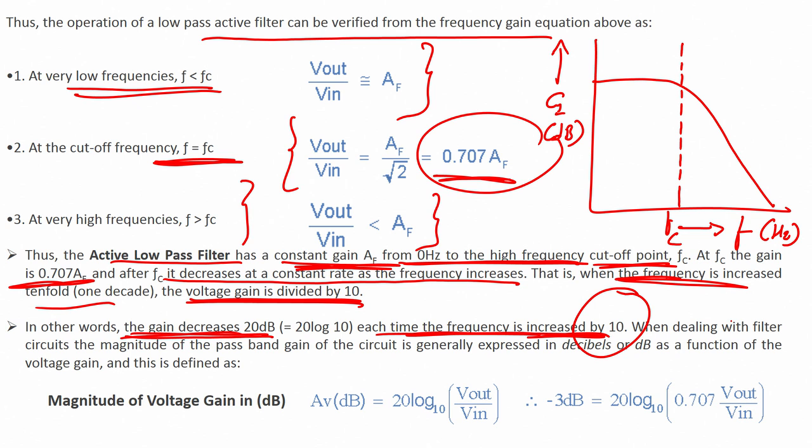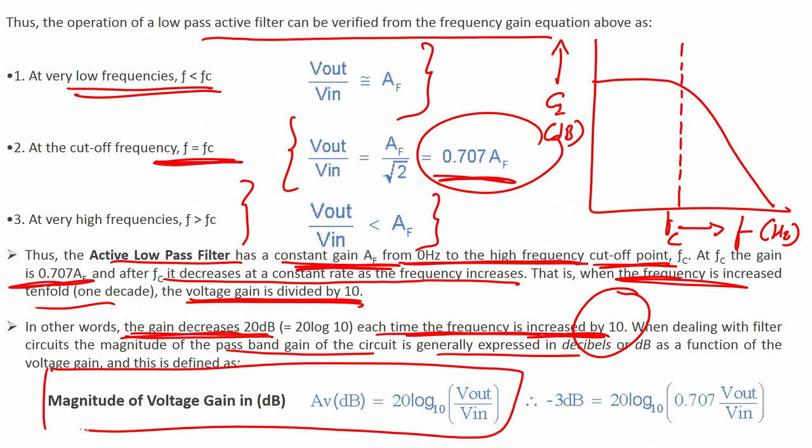When dealing with filter circuits, the magnitude of the pass band gain of the circuit is generally expressed in decibels, or as a function of voltage gain, and it is given by this particular equation which you can see here. Magnitude of voltage gain in decibels is A equals 20 log V out by V in, or minus 3 dB, right. So, minus 3 dB equals 20 log 0.707 V out by V in, correct. So, this is how you can derive the formula for the magnitude of voltage gain in case of the low pass active filter.